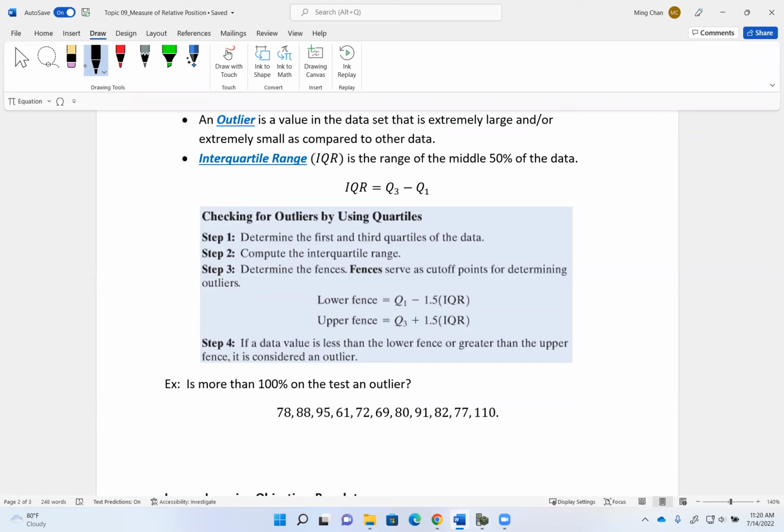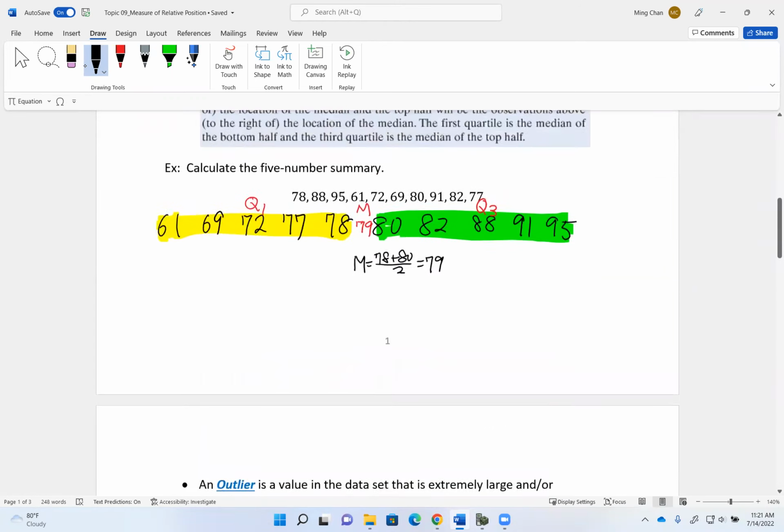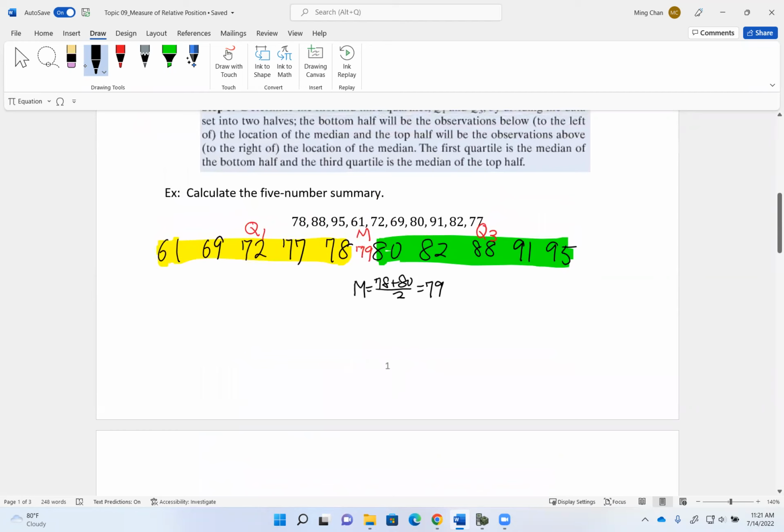The lower fence will be Q1 minus 1.5, or 150%, of the interquartile range. So that creates a fence. Let's see how far below Q1 the lower fence is going to be. Q1 is 72, and 88 minus 72 gives the difference that is the interquartile range.